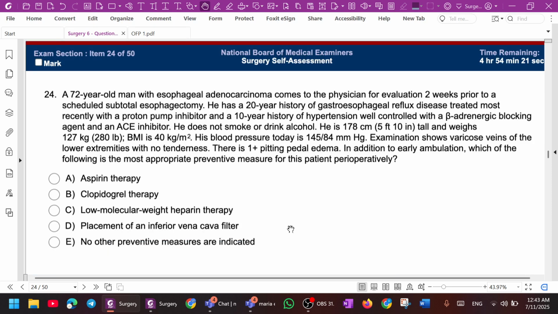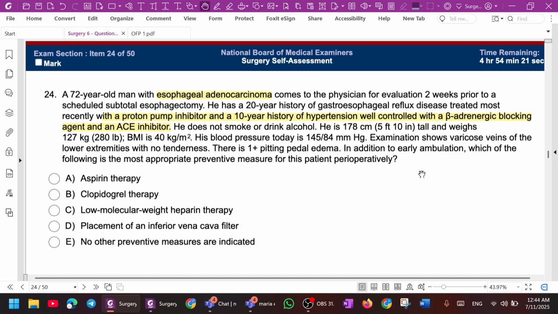A 72-year-old man with esophageal adenocarcinoma comes to the physician for evaluation 2 weeks prior to a scheduled subtotal esophagectomy. He has a 20-year history of gastroesophageal reflux disease, treated most recently with PPI, and a 10-year history of hypertension, well controlled with beta blocking agent and ACE inhibitor. He does not smoke or drink alcohol.